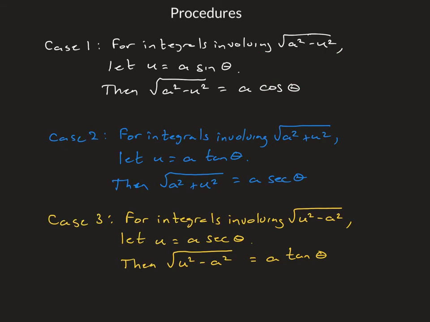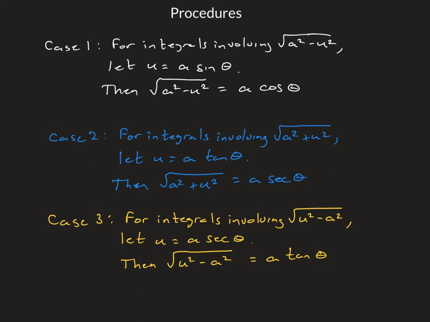When we're working on these, we're really dealing with three cases. Case one, what I have in white there, is for integrals involving the square root of a squared minus u squared, where we let u equal a sine theta. So I'm going to replace that u with a sine theta. When I do that, I'll have a squared minus a squared sine squared theta. When I simplify that square root using the Pythagorean identity, it's going to come out to be a cosine theta.